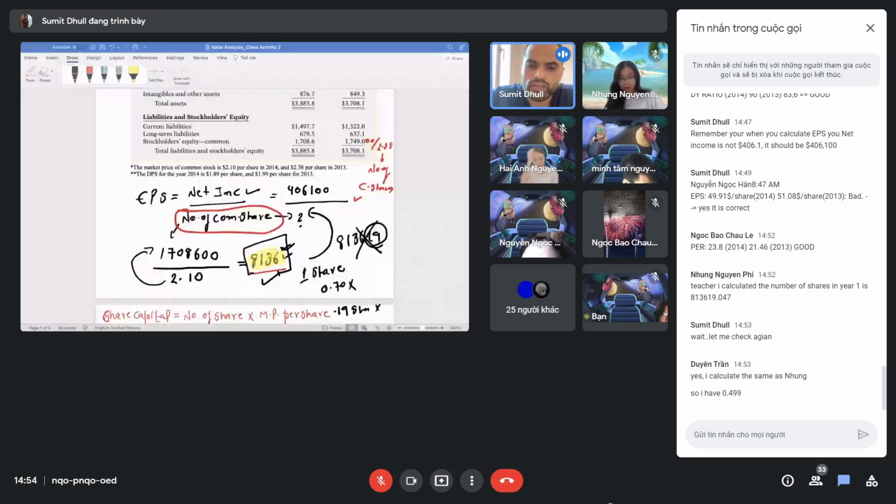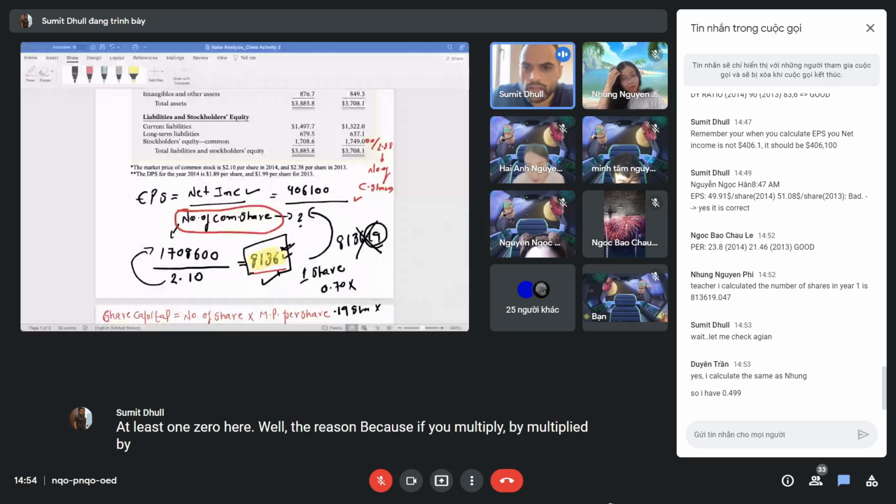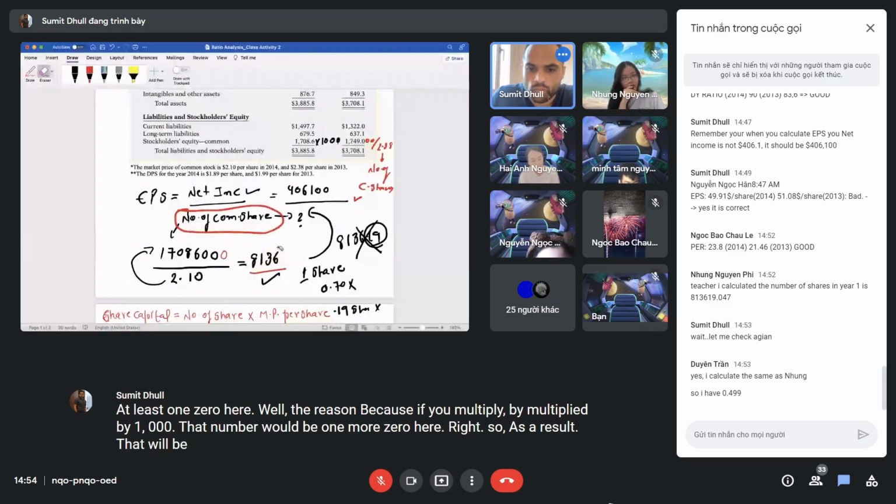I missed one zero here. That's the reason, because if you multiply by 1,000, that number would have one more zero here, right? So as a result, that will be 81,361, because I missed one zero.